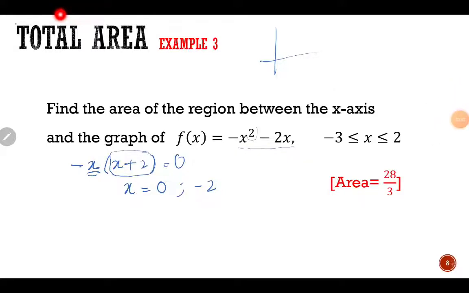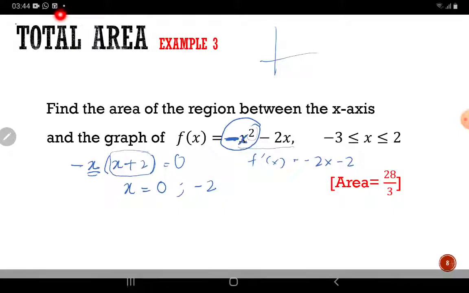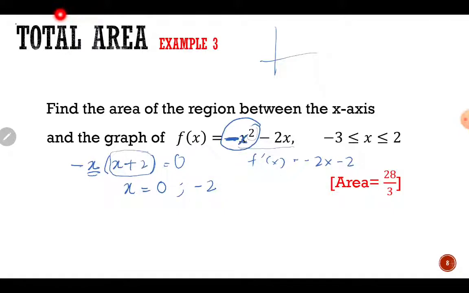Alright, so dari sini kita tahu graf ni adalah x negative 2 negative x square. Okay, negative x square. In fact, kalau you cari f prime x, you can have negative 2x minus 2 kan. Negative 2x minus 2. So graf ni negatif ke atas, so kita tahu kita akan ada graf macam ni. Dia local maximum kat sini. Saya bagi hint.